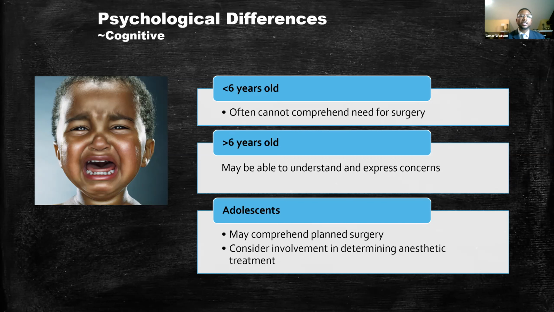And it's hard. You don't want to spend a lot of time trying to use logic to get a 6-year-old to say, okay, yeah, I'm going to sit and be still and do surgery. Over 6, sometimes you'll be surprised. They can understand, they can express their concerns. It depends on the maturity of the over 6-year-old. You know, rule of thumb, girls tend to mature quicker than boys, but not always the case. And then adolescents, most of the time they can comprehend the planned surgery, and you should absolutely consider involving them in determining the anesthetic treatment plan.